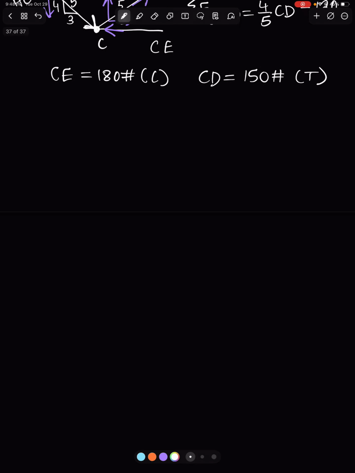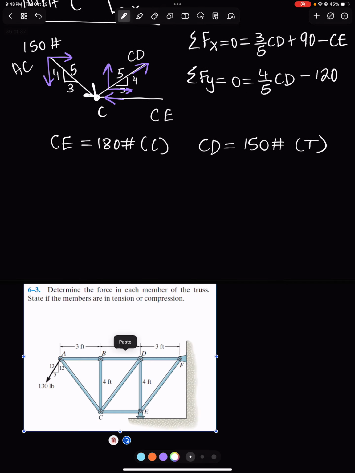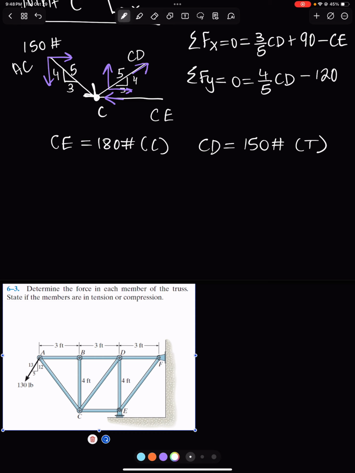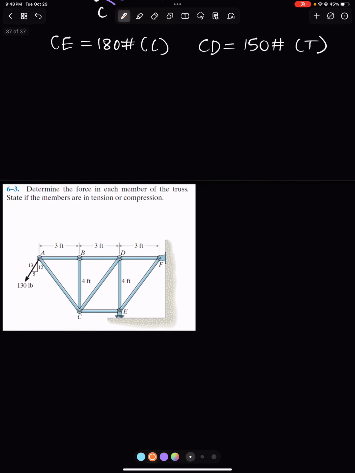Now, we're going to see, what have we determined now? We know AB, we know AC, we know this one, BC is 0. We have now derived CD and CE. I'm going to choose to do the free body diagram at E now, because we know this force, the EY. We said that EY equals 360 pounds.